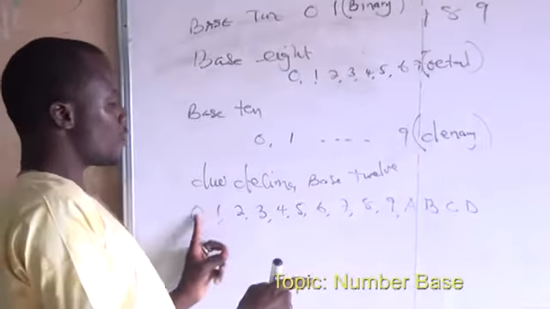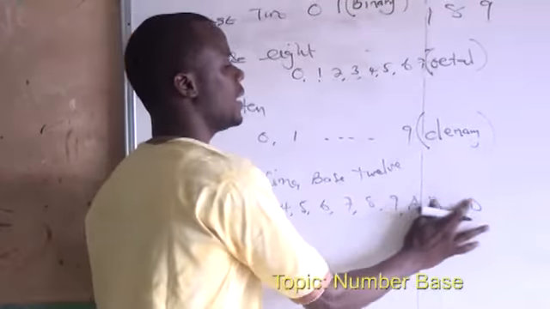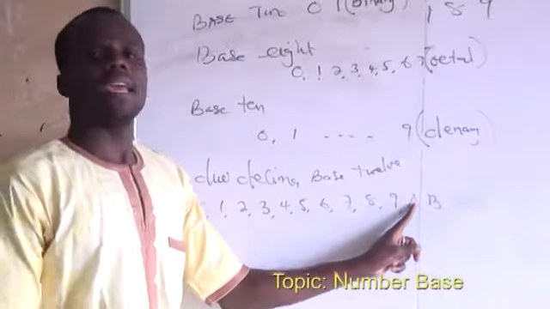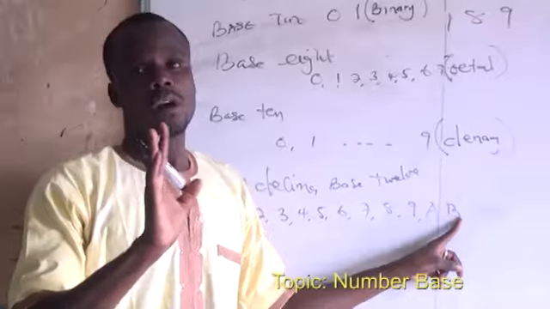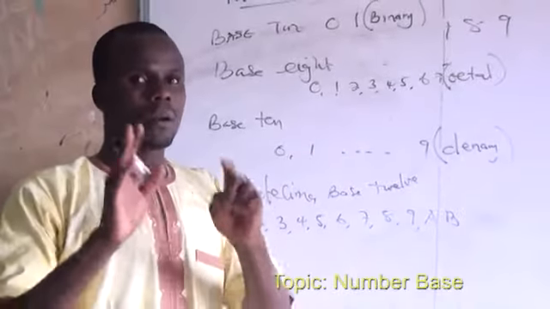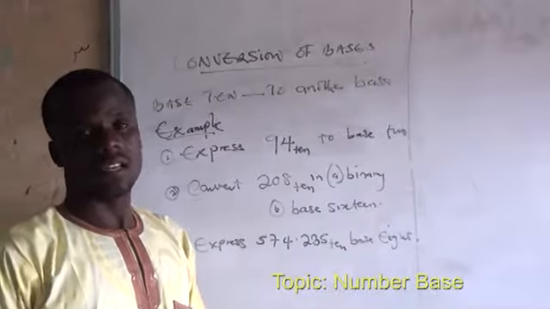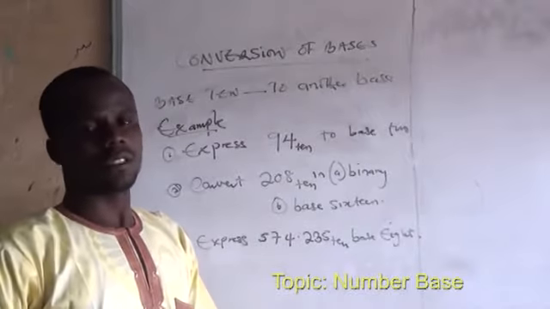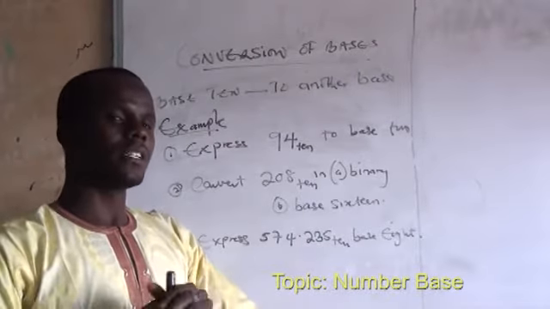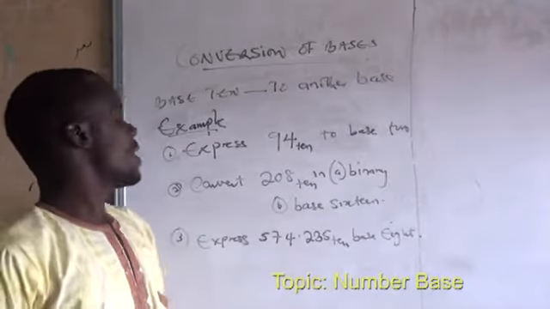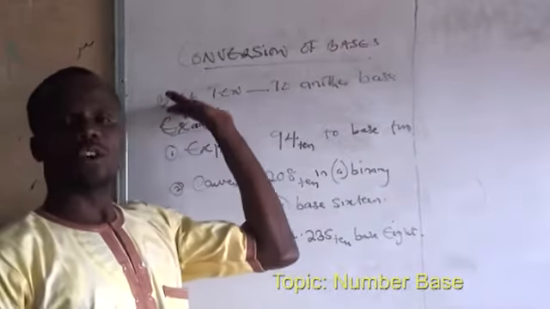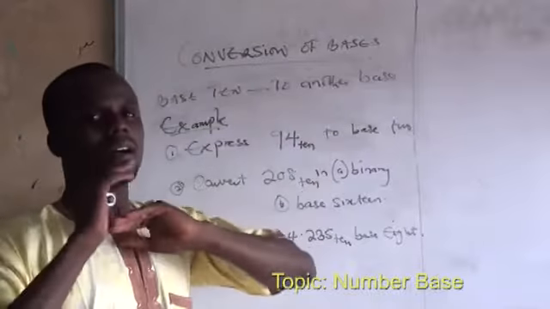So here we have to stop from 0 to A and B. This A stands for 10, while B stands for 11. That is a number base. From one base to another base, as we know, we have different bases. So if you want to convert a base to another base, now let's start with how to convert base 10 to another base.